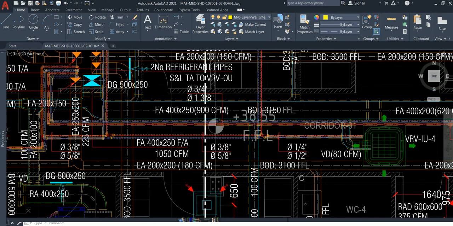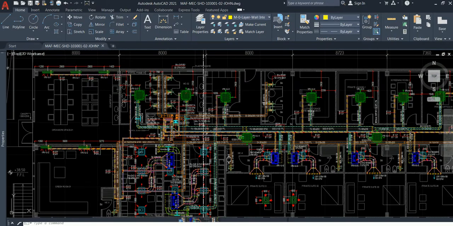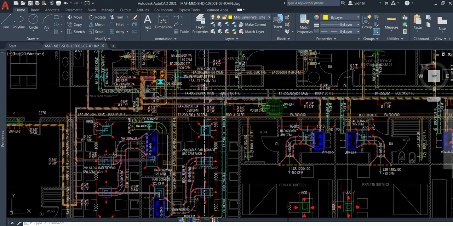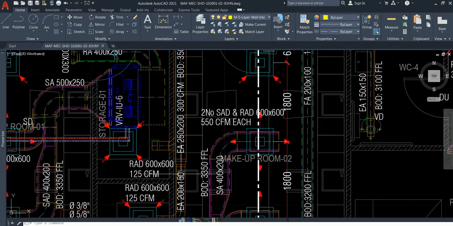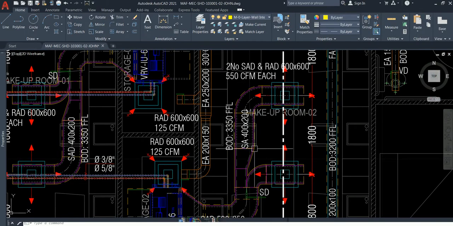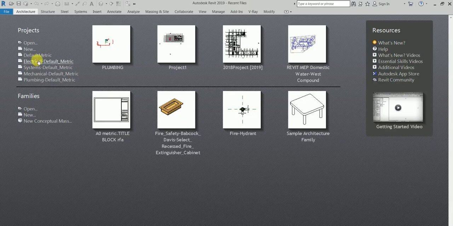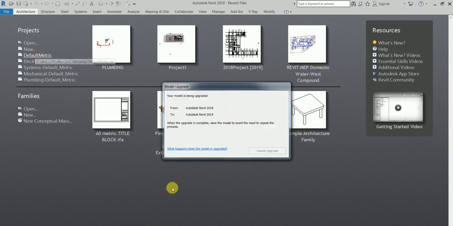I believe in the next class we will be doing the whole project in Revit from scratch. Whole project means from a blank screen. We'll be starting in the next class with default metric, and then we start moving forward from there, linking the file and so on.